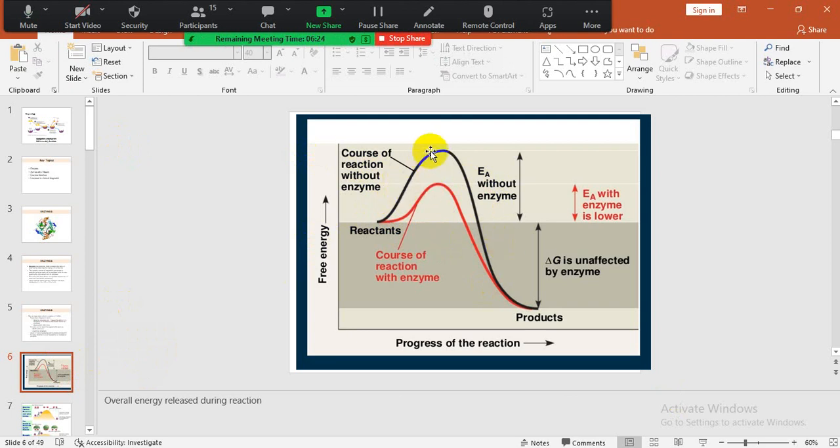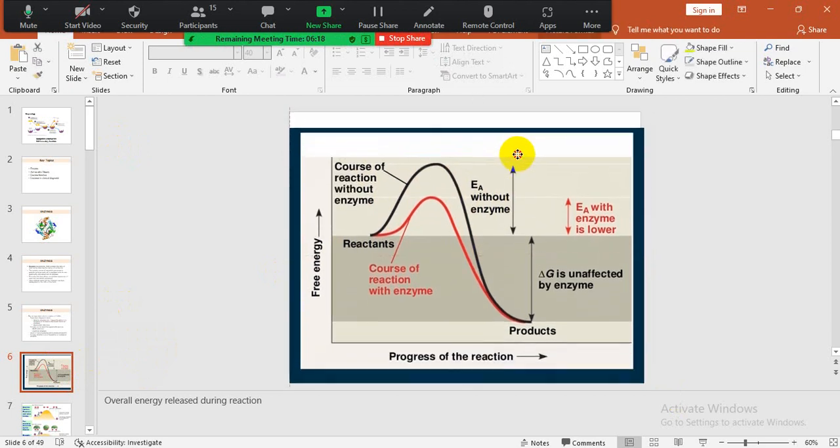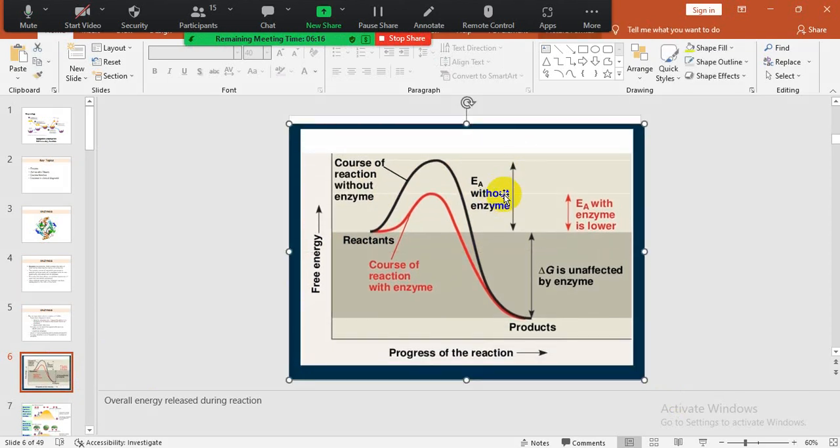So you can see that the non-enzyme catalyzed reaction needs a very big energy of activation, whereas the enzyme catalyzed reaction requires very small energy. So you can see, look at this from here. If there was no enzyme, the reaction would travel here and come down before it formed the products.